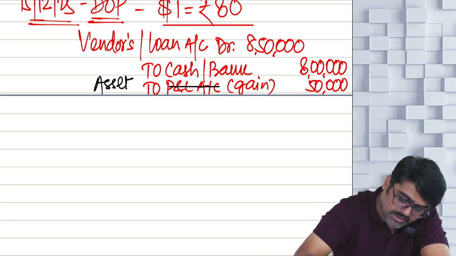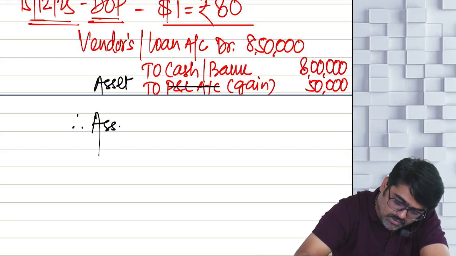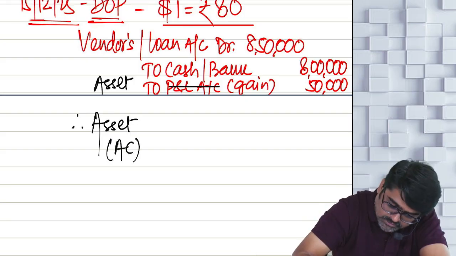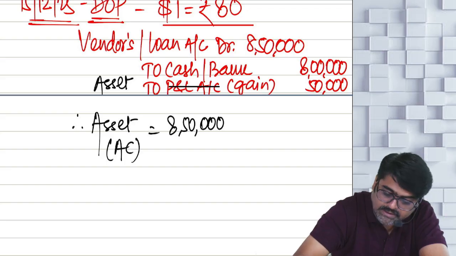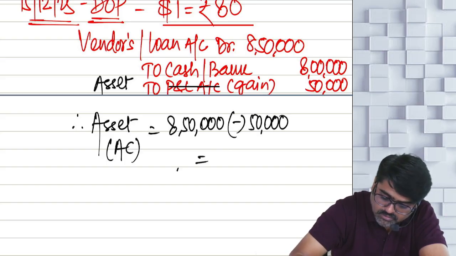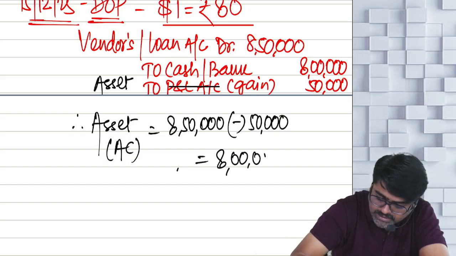Understood? So therefore, now at what cost your asset? What will be the actual cost of your asset? 8 lakh 50 was there, no? And there is a foreign exchange gain. So reduce that gain out of the cost of your asset. So now the cost of the asset will be 8 lakhs.